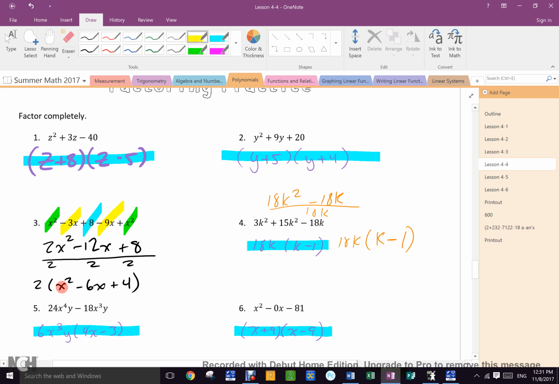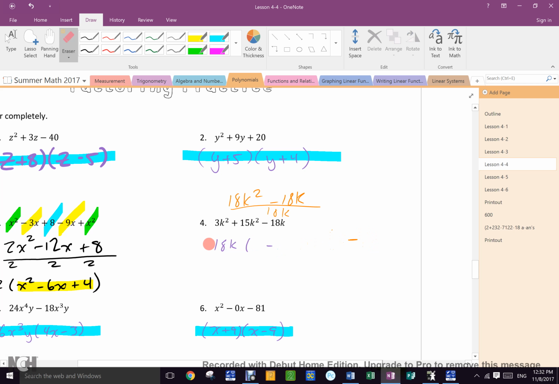Now, when I see that, I should be checking if there are any numbers that multiply to 4 and add to negative 6. Are there? Really? 1 and 4 and 2 and 2. How do either one of them get me to 6? Do either of those pairs get me to 6? No. So there is no more factoring that we can do. So it's done. Yes. If you can't factor it, you can't factor it.